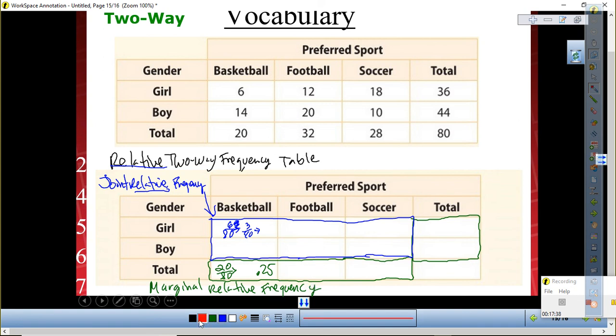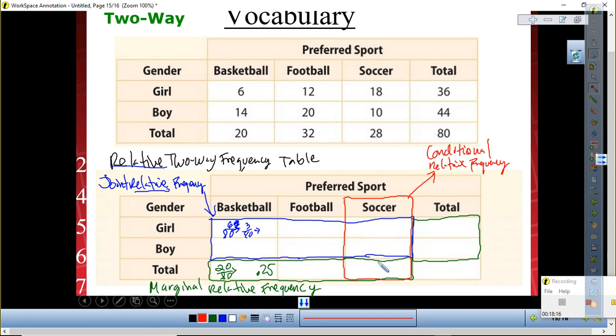Let's say I said, okay, Maria, can you give me the frequencies only for all the soccer data? So everybody box in all the soccer in red. When I'm talking specifically only about certain data that I want you to fill in that is not joint or marginal, this is what we call conditional. Conditional relative frequency. Why is it conditional? Because the condition is what? That I only want what data for soccer?